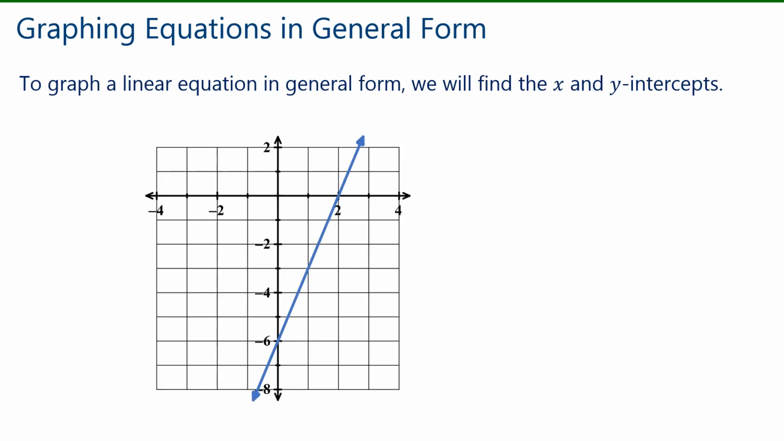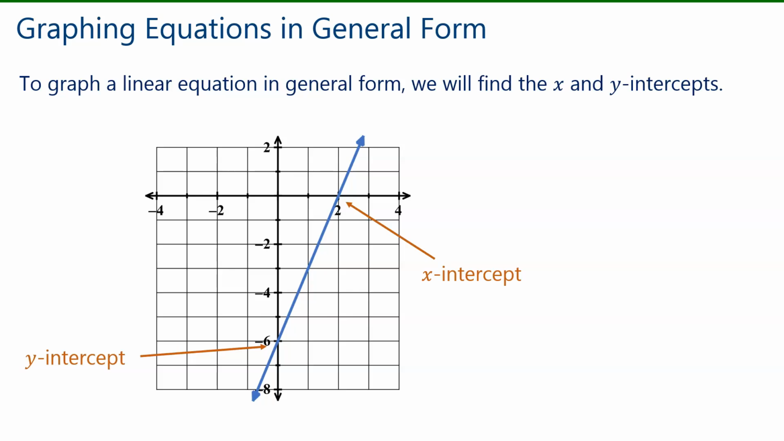So let's look at this graph for a moment. The x-intercept is found where the line crosses the x-axis, like right here. And the y-intercept would be found on the y-axis right here. Now if I were to write the x-intercept as a point, it would be (2, 0). Any x-intercept would have that form, some number, 0, because the y value is always going to be 0 on the x-axis. Now the y-intercept would be (0, -6).